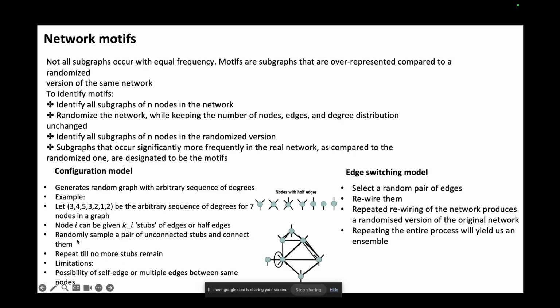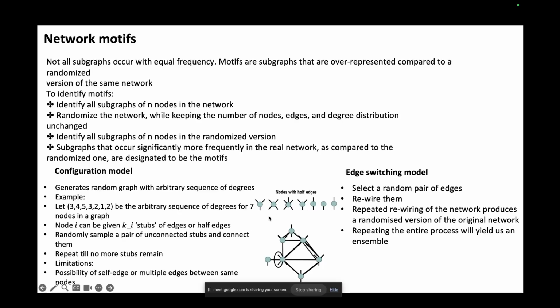So randomly you sample a pair of unconnected stubs and connect them. So you have this set of stubs. For example, node 1 has 3 stubs because it will have 3 edges. So 3 stubs, 4 stubs for node 2, and so on, 5 stubs for node 3, and whatever the degree distribution for each of the nodes is.